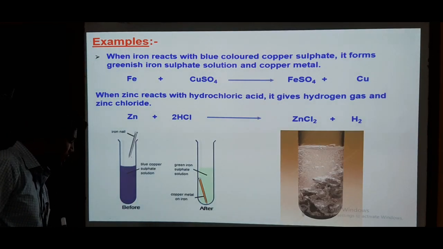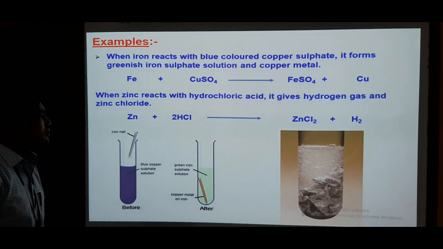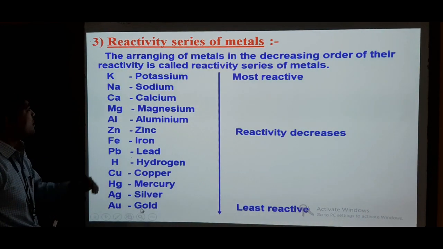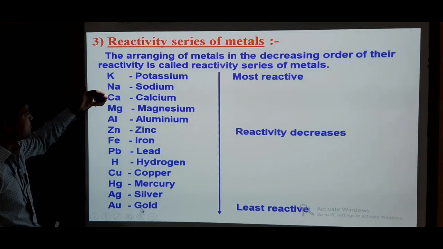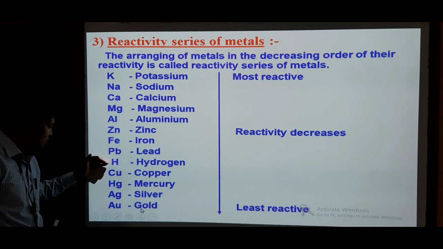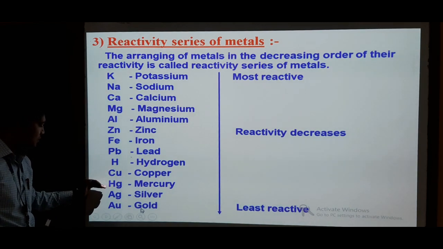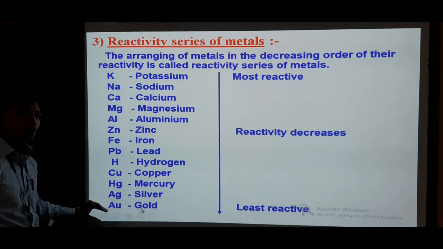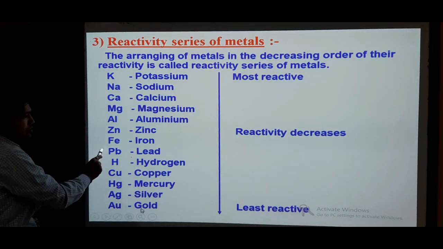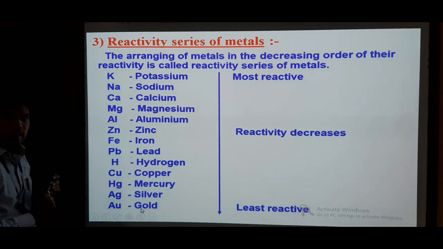Now, as I told you, we are going to see the reactivity series. So here is the reactivity series of metals. Now you can see here potassium, sodium, calcium, magnesium, aluminium, zinc, iron, lead, hydrogen, copper, mercury, silver, gold. They are present in a series. Upper metals are more reactive, lower metals are less reactive.